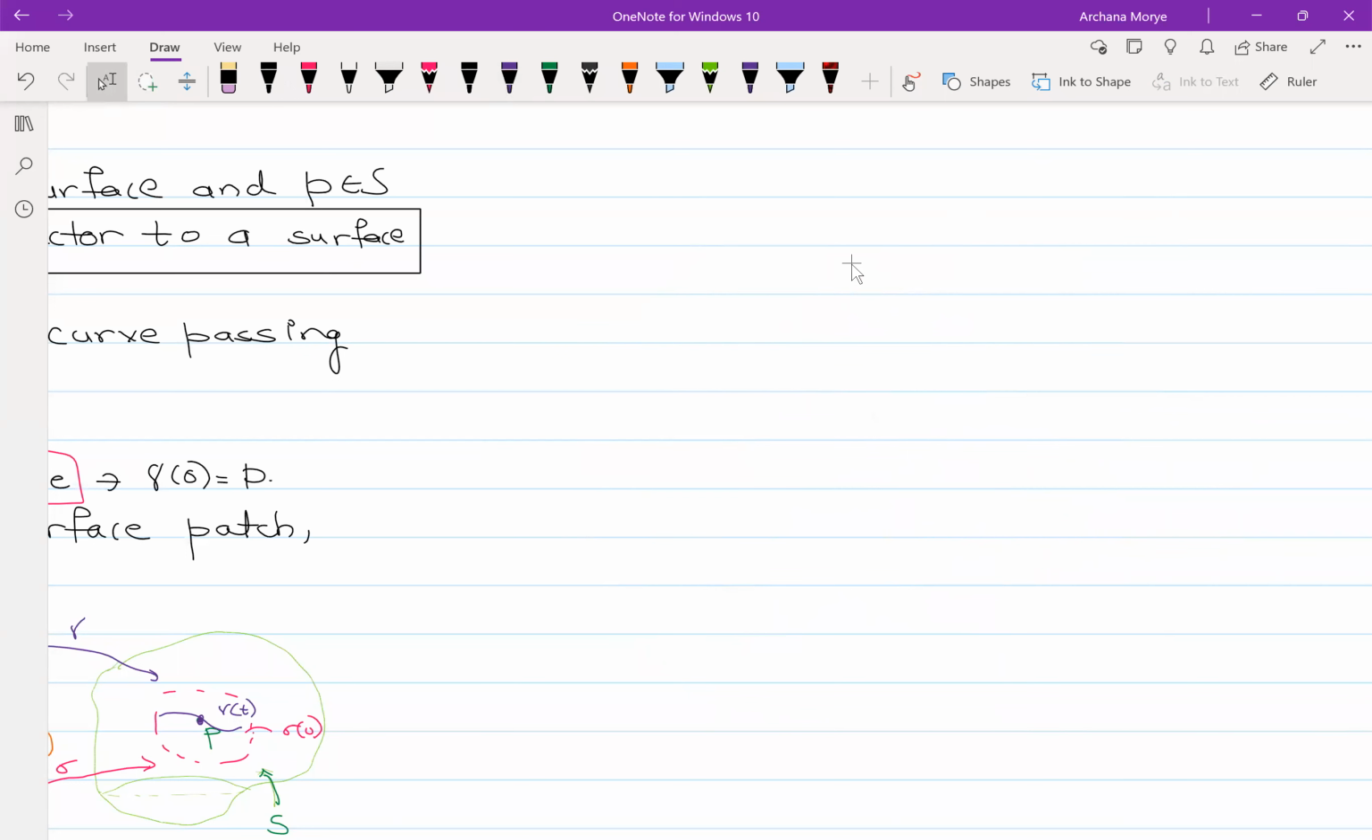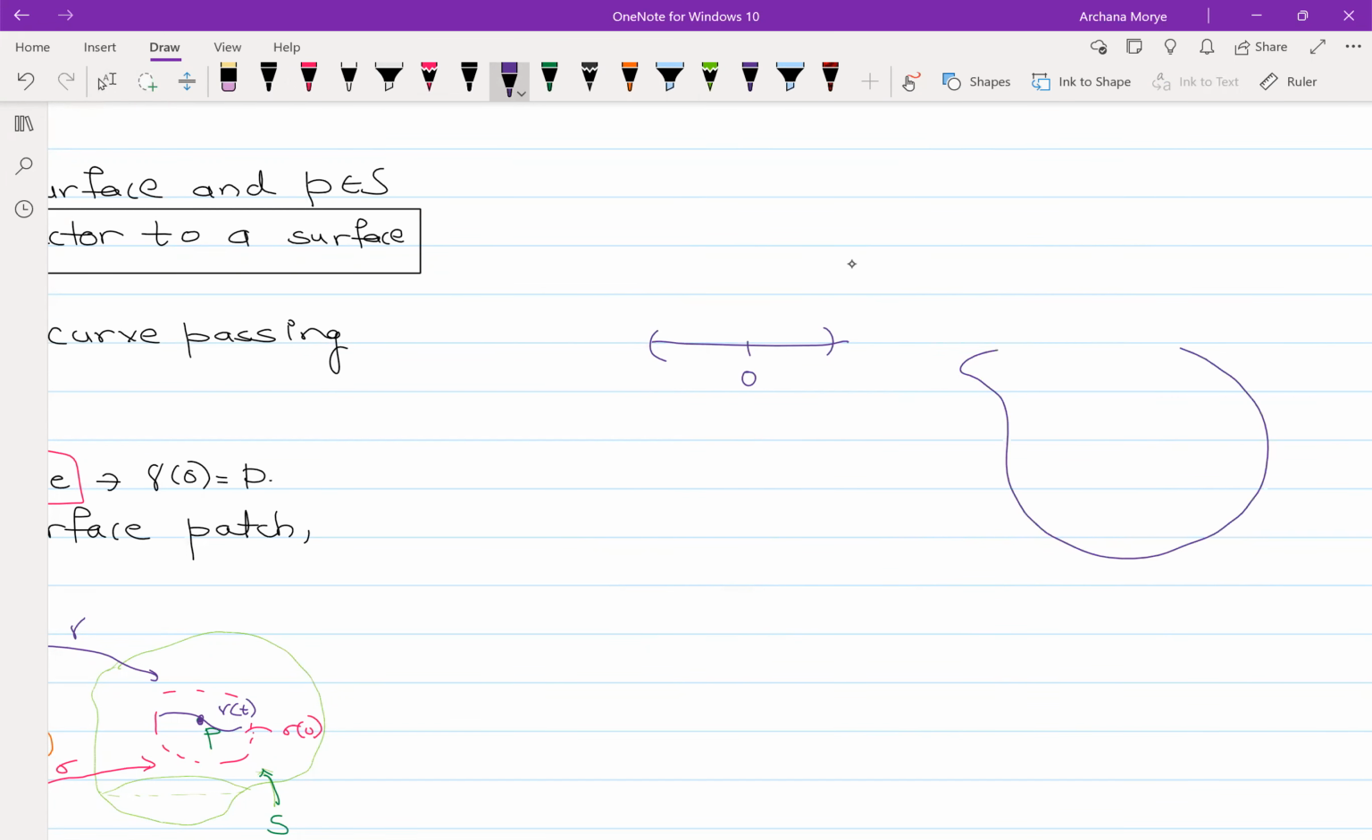Okay, let me go to the curve. What is a curve? Can you tell me what a curve is? A curve passing through P, what should be the definition? A smooth map from the interval to S. Smoothness we did not define for surfaces so far, so consider it as a continuous map. Continuous is defined, okay.